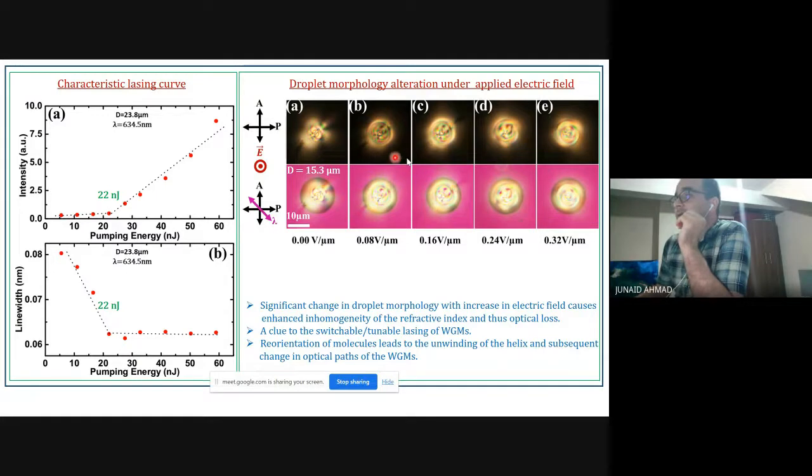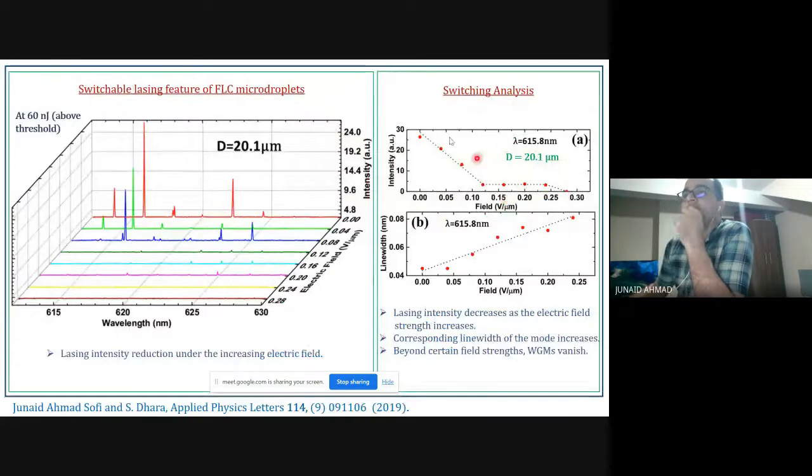So we expected this textural change occurring in these droplets to impact the whispering gallery mode spectra, which was rightly observed. This is the whispering gallery mode lasing spectra, corresponding to a 20.1 micrometer droplet size. Initially, we have a nice lasing peak here. These are lasing peaks. Then we increase this electric field, and we found that the lasing intensity started dropping down. And as you could see, it keeps on decreasing and eventually switches off near this field value.